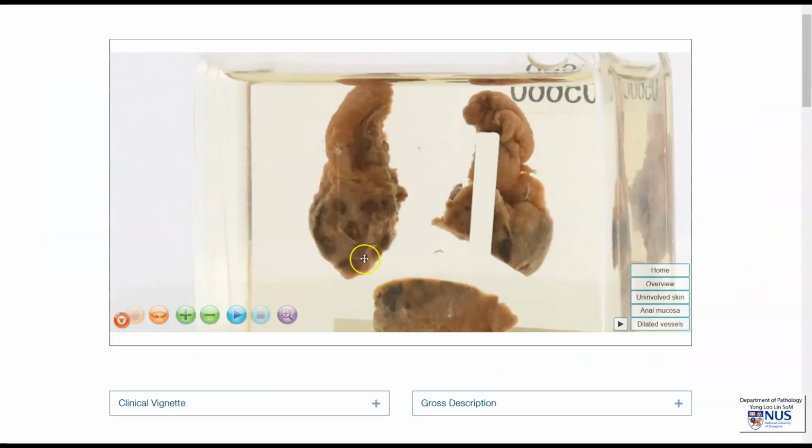Hence, in summary, hemorrhoids are a common condition, and they present as polypoid mucosal covered lesions which can arise above or below the dentate line, or can straddle the dentate line, and the underlying stroma often shows these dilated and congested blood vessels with or without thrombosis.